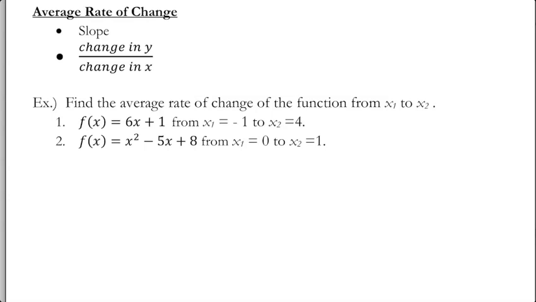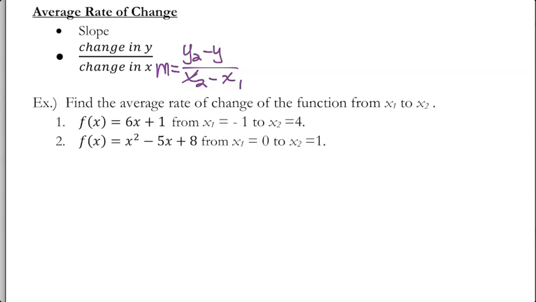So let's look at the rate of change. The rate of change is nothing but our slope. Slope means you have a change in y over a change in x, or a difference in y over a difference in x. Some of you are used to seeing it y2 minus y1 over x2 minus x1. That's how we wrote the slope.